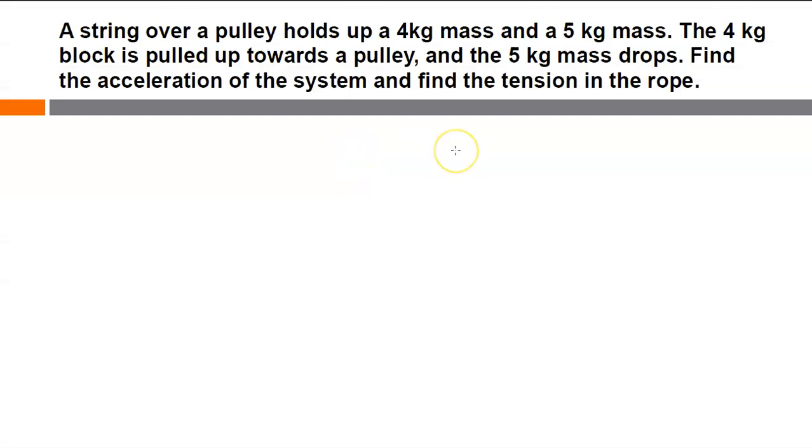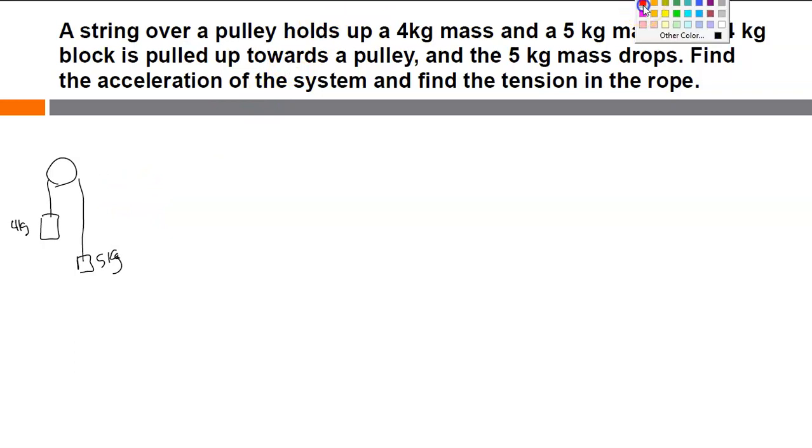There it is. Okay. String over a pulley holds a 4 kilogram mass and a 5 kilogram mass. I got to have a picture. I got to know what's going on. Here's the pulley. There's the 4 kilograms. Hanging straight down is the 5 kilograms. This one did not say anything about a table or anything like that. It's just two masses on a string over a pulley. And so we've got that.